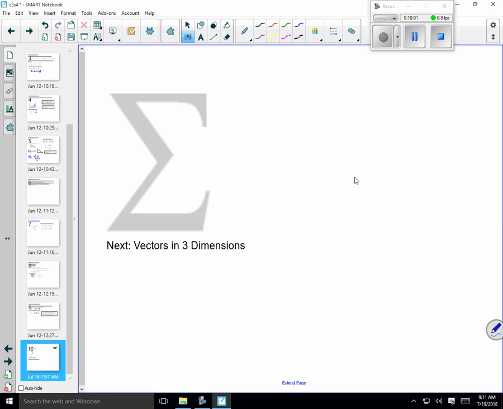And that's about enough for vectors in 2 dimensions. That's just a taste. We're going to do more of this. It gets more complicated in 3 dimensions, but we'll save that for next time.